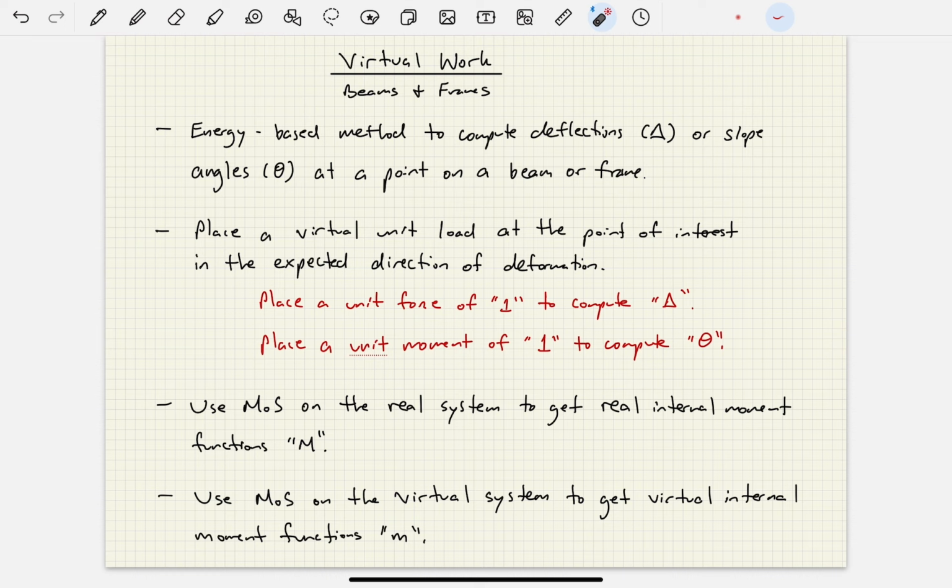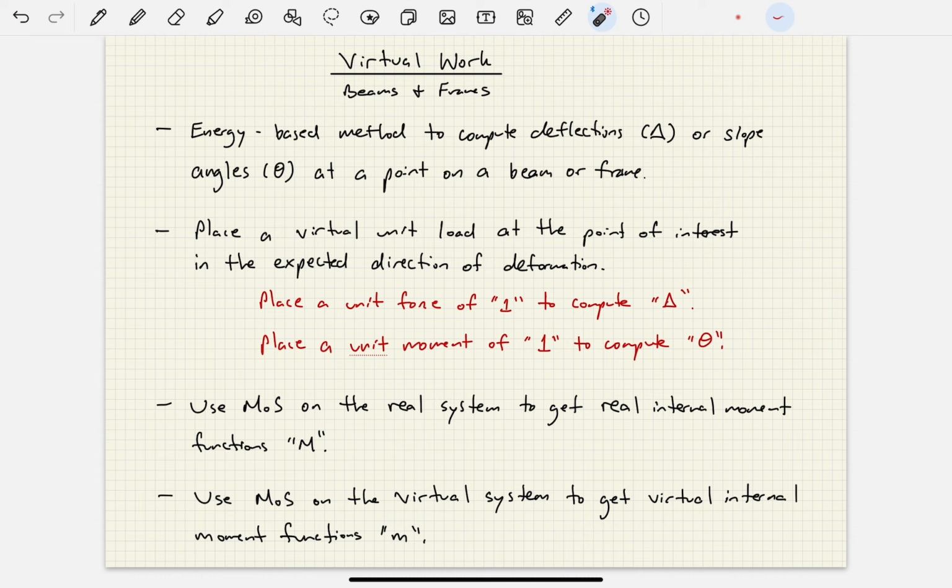So like we've studied before, virtual work is an energy-based method used to compute deflections, which we call delta, or slope angles, which we call theta, at a point on a beam or a frame, okay? Again, we learned how to do this when we want to calculate a joint displacement in a truss. Now we're tackling beams and frames with the same type of method, okay? So what do we do? Well, we place a virtual unit load at the point of interest in the expected direction of deformation. We've seen this concept before with trusses.